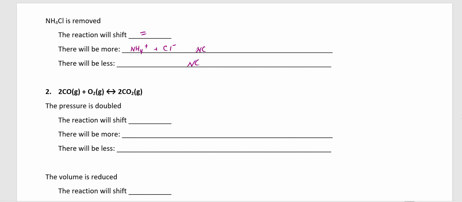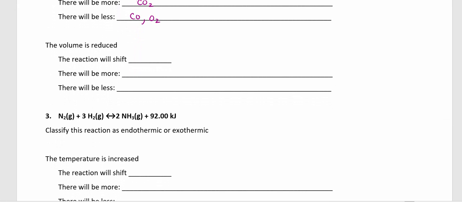If the pressure is doubled in this system, we have 3 moles of gas on the reactant side, and 2 moles on the product side. If we increase the pressure, we will shift to favor the side with the fewer number of moles. So we will create more CO2 and we will have less CO and O2.